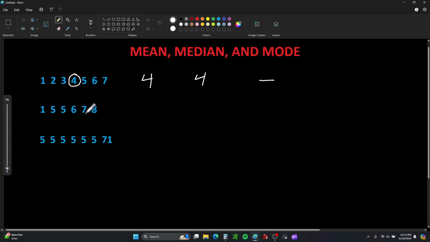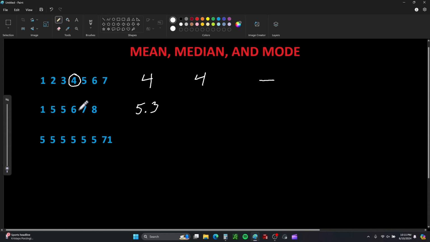Let's talk about this next number set over here. To get the mean, I add up all the numbers and I divide by the number of numbers. The numbers add up to 32. And when I divide by 6, I get about 5.3. So my average, my mean, is 5.3.